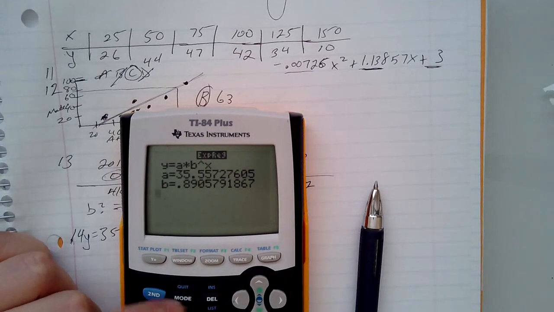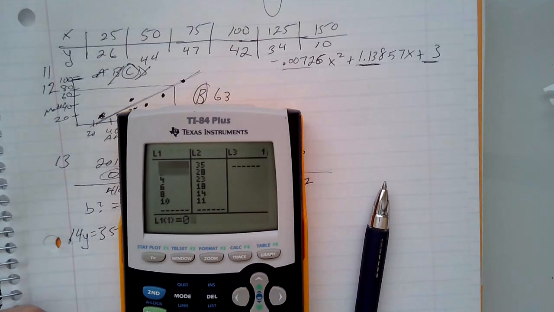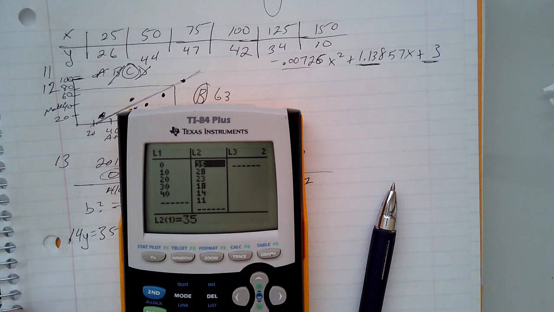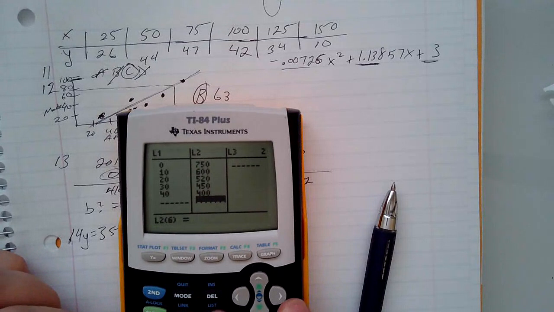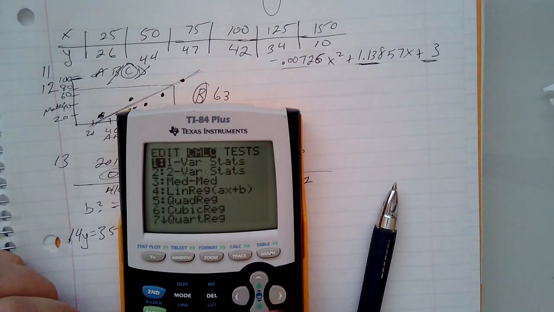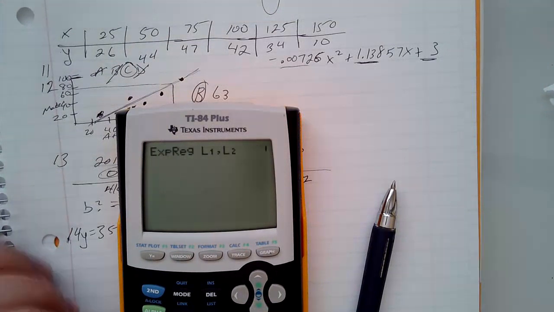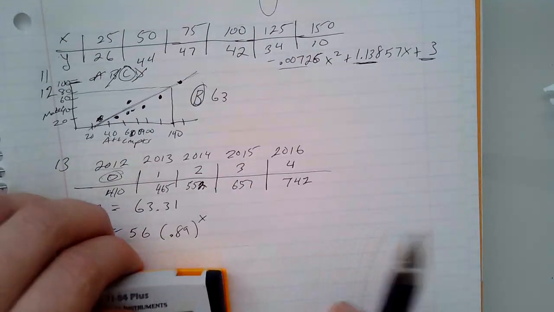Okay. Let's do it. Stat, edit, 0, 10, 20, 30, and 40, and delete. Then we use 750, 600, 520, 450, and 400, and then delete. So we know this is an exponential function because it says so in the instructions. And then we are to use this equation. Let's see, we're on number 15.